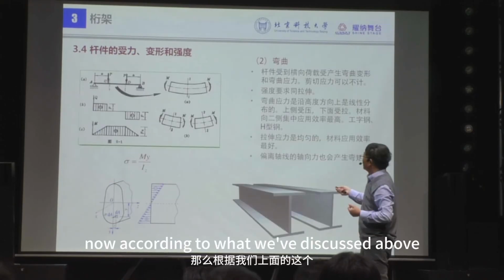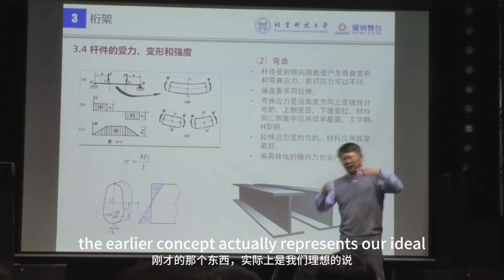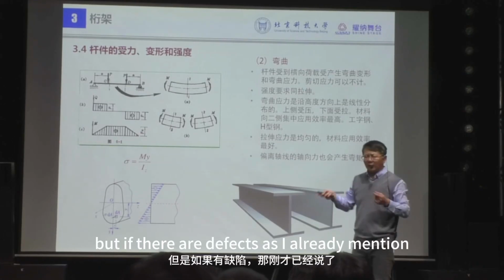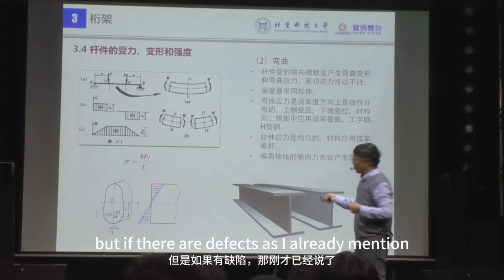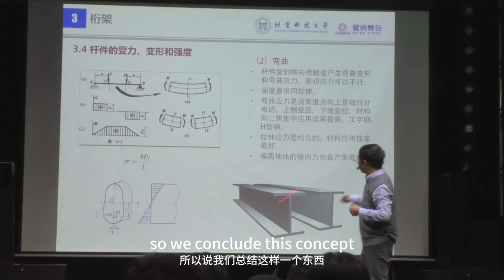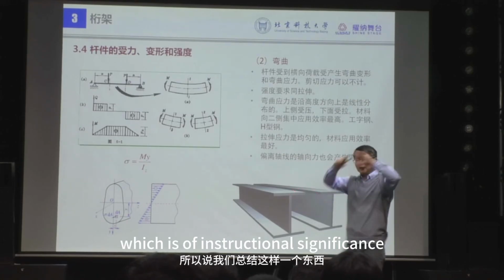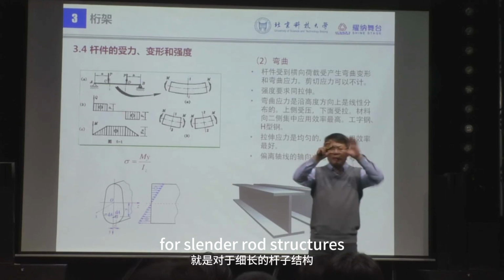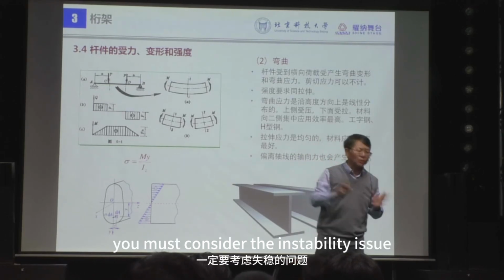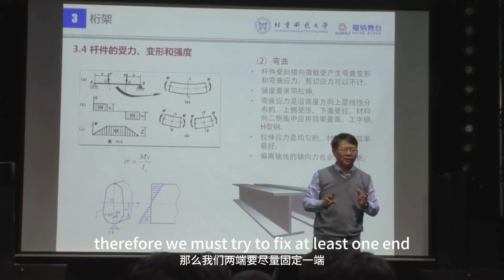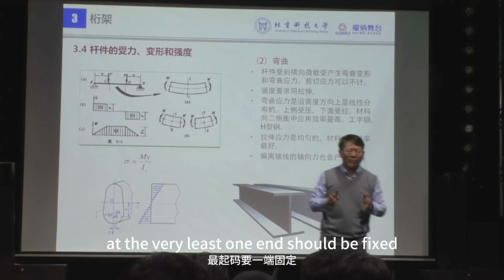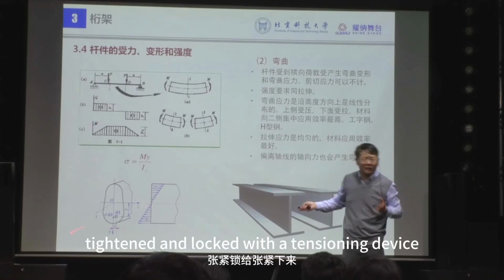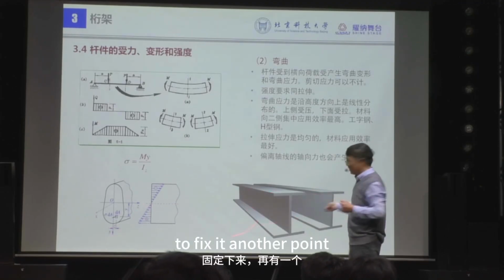Now, according to what we've discussed above, the earlier concept actually represents our ideal. The rod is very straight. But if there are defects, as I already mentioned, we conclude with this concept, which is of instructional significance for your future installation of slender rod structures: you must consider the instability issue. Therefore, we must try to fix at least one end. At the very least, one end should be fixed. One end fixed, the other end must be tightened and locked with a tensioning device.